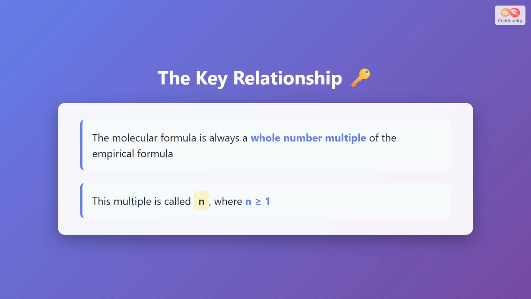The fundamental principle you need to remember is this: the molecular formula is always a whole number multiple of the empirical formula. We call this whole number multiple n. The value of n must be greater than or equal to 1. When n equals 1, the empirical and molecular formulas are identical. When n is greater than 1, the molecular formula contains more atoms, but always in the same ratio as the empirical formula. This relationship is what makes our calculation possible.